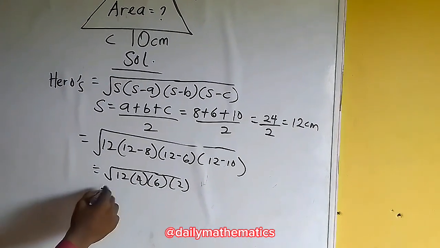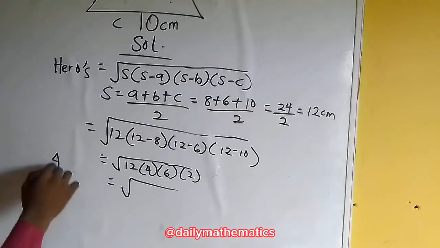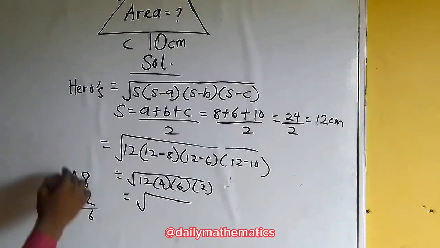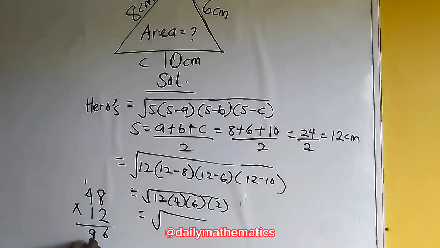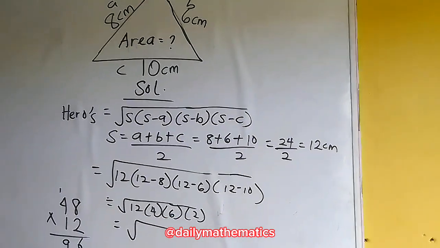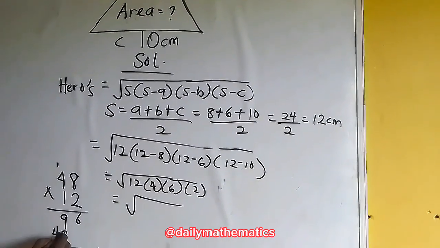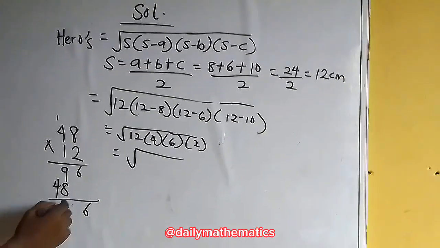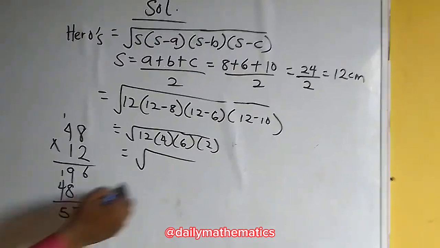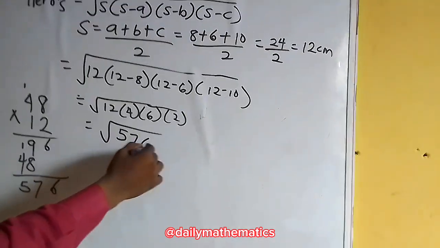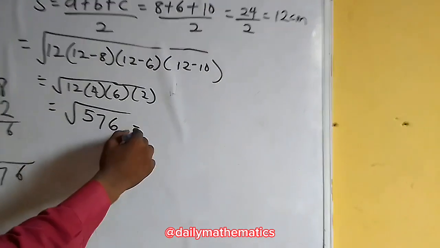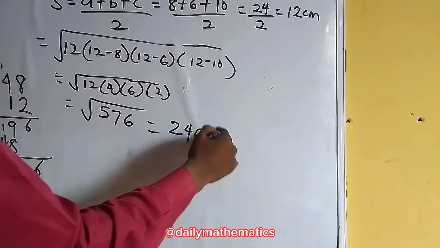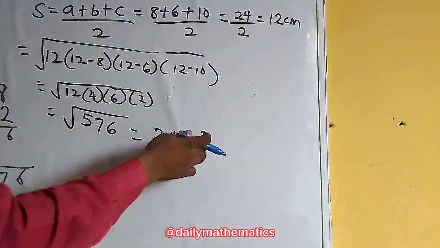Now 48 times 12. 2 times 8, 16. 2 times 4, 8 plus 1, 9. 1 times 8, 8. 1 times 4, 4. This is 576. So the square root of 576, and the square root of 576 is 24. So the area is 24 centimeters squared.